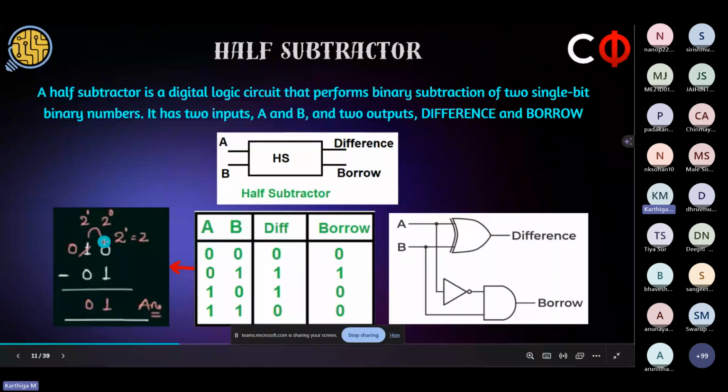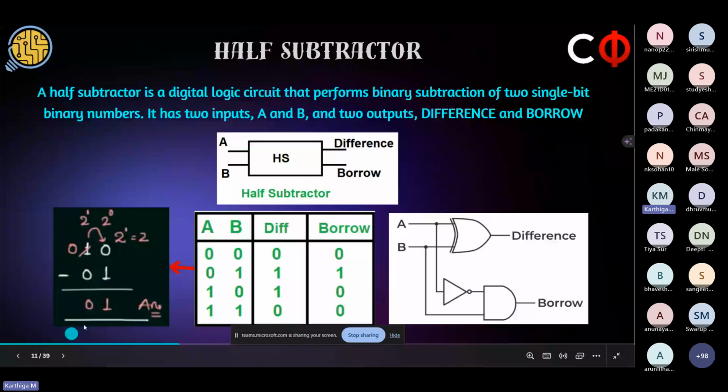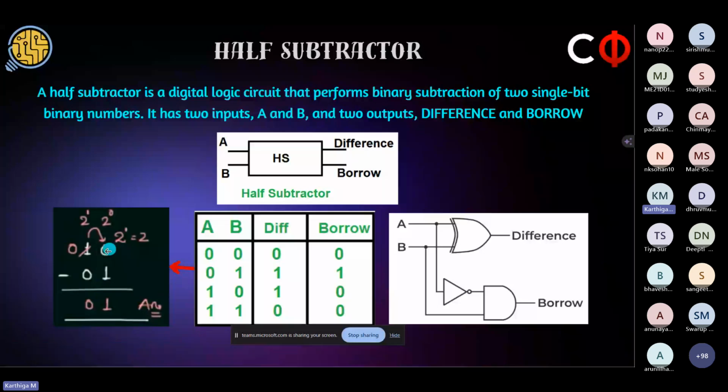Okay, so you can't subtract 1 from 0. What do you do? You take a carry from the next digit. You strike out this 1, you make it 0. This is nothing but 2. It is very similar to decimal subtraction. So just first assume this. How do you write 10? 10 is nothing but 1 into 2 power 1 plus 0 into 2 power 0, right? Similarly, 01 is nothing but 0 into 2 power 1 plus 1 into 2 power 0.